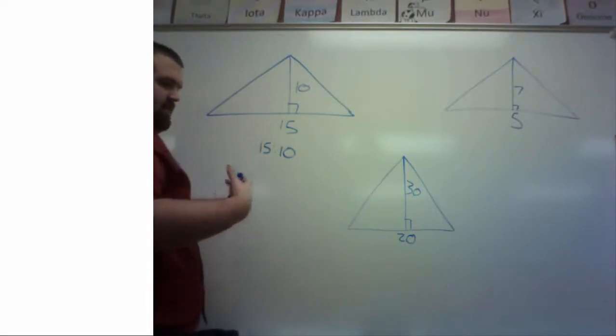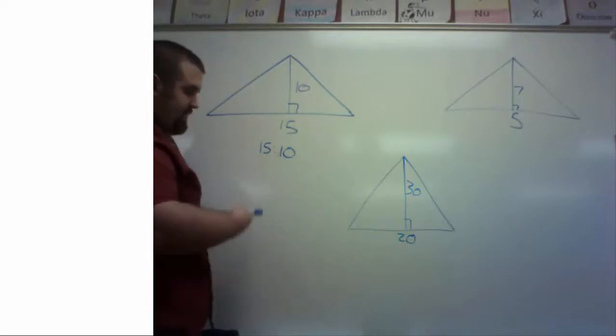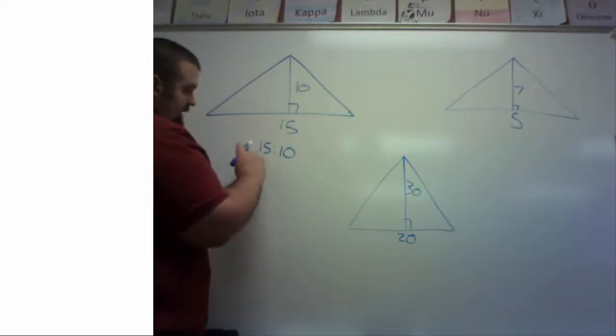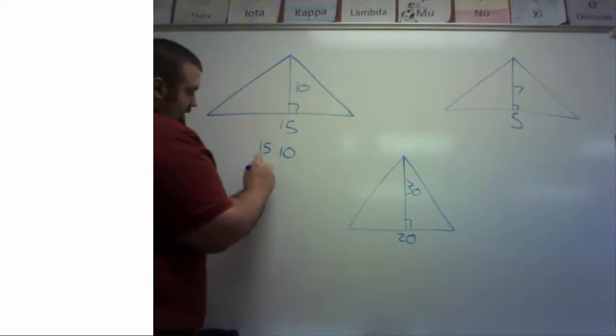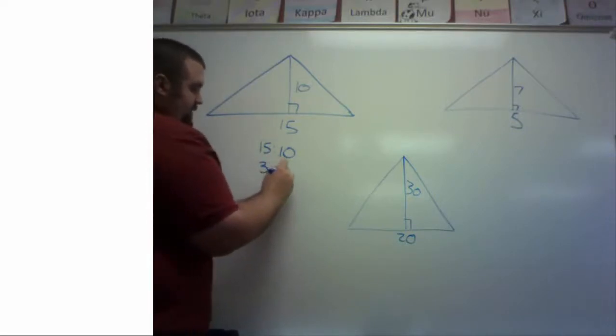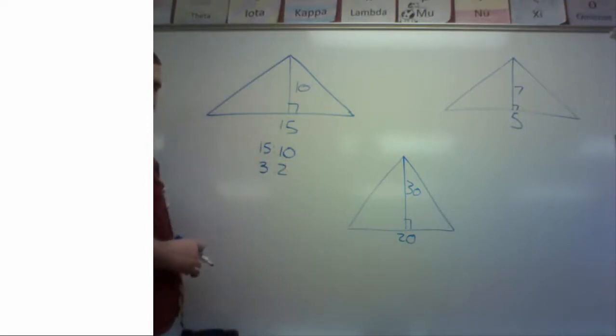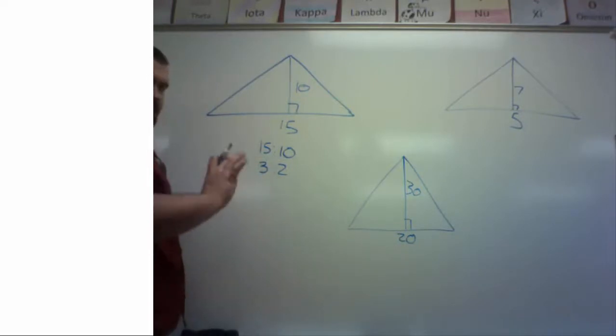Well, both of those are a multiple of 5. They both end with a 5 or a 0. So divide both sides by 5. Divide both parts by 5. You get 3 and 2. I can't simplify those any further because they're both prime numbers.